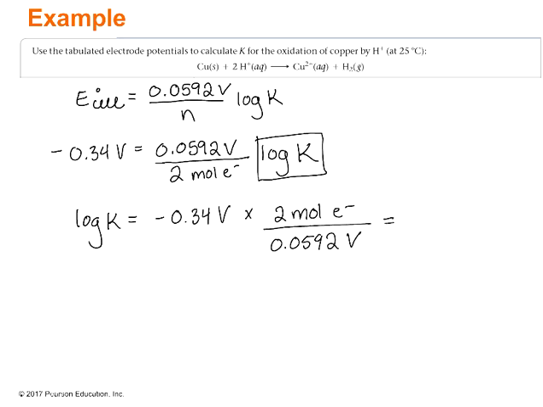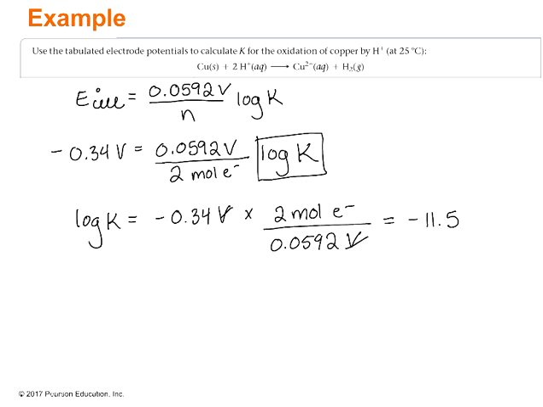Okay, so if we plug that into our calculators, we should get a value of negative 11.5. And actually, that will be unitless. So volts do cancel and we're left with moles of electrons, but since we're calculating an equilibrium constant, remember that those are unitless, so we won't really worry about units here.